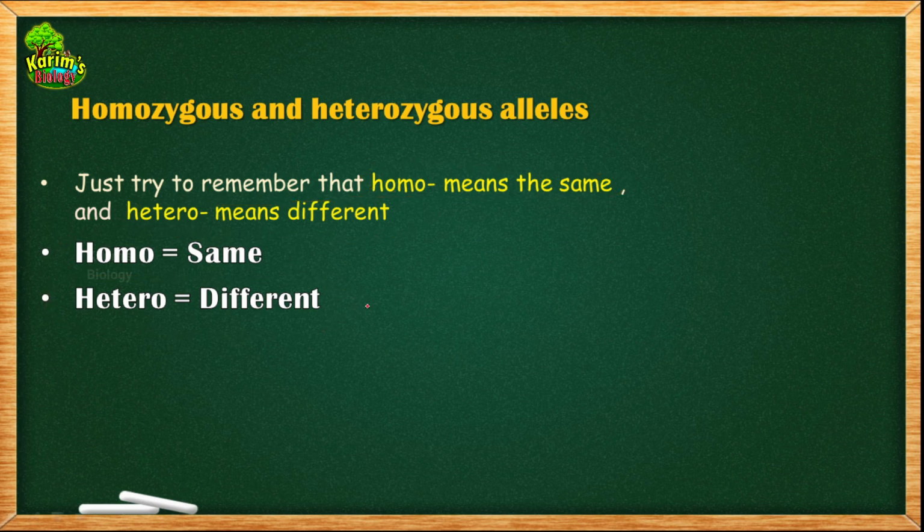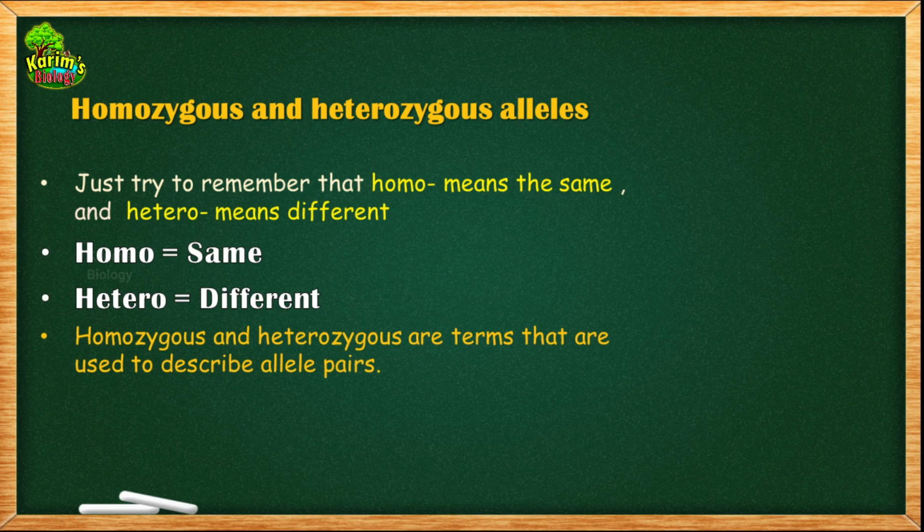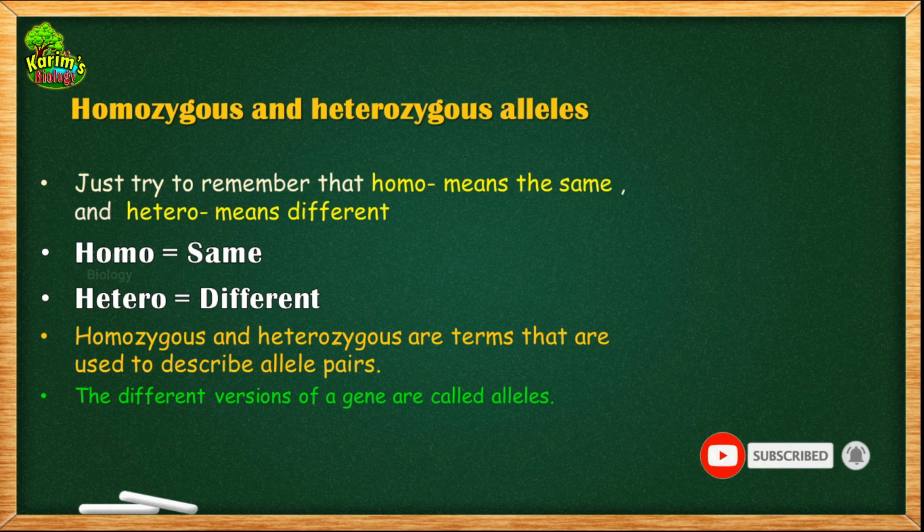Now let us again enter into the topic. Homozygous and heterozygous are terms that are used to describe allele pairs. And I hope that you know that the different versions of a gene are called alleles. And where are alleles present? Alleles are present on a pair of homologous chromosomes.